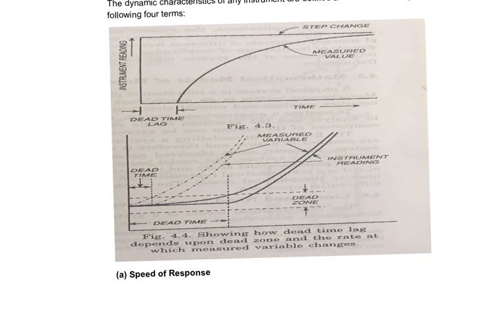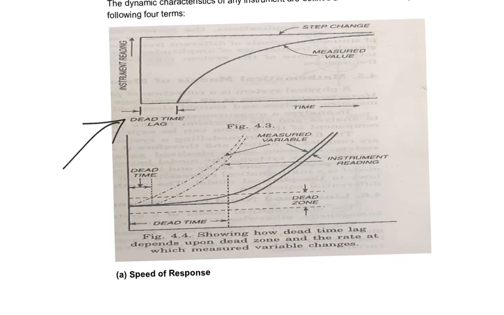So coming to speed response, you need to write these 2 diagrams. These 2 diagrams show how the dead time lag depends upon the dead zone and the rate at which the measured variable changes. Looking at the first diagram, you can see the input we have given here is a step change. On the x-axis and y-axis we have time and instrument reading. We also have a dead time lag here.